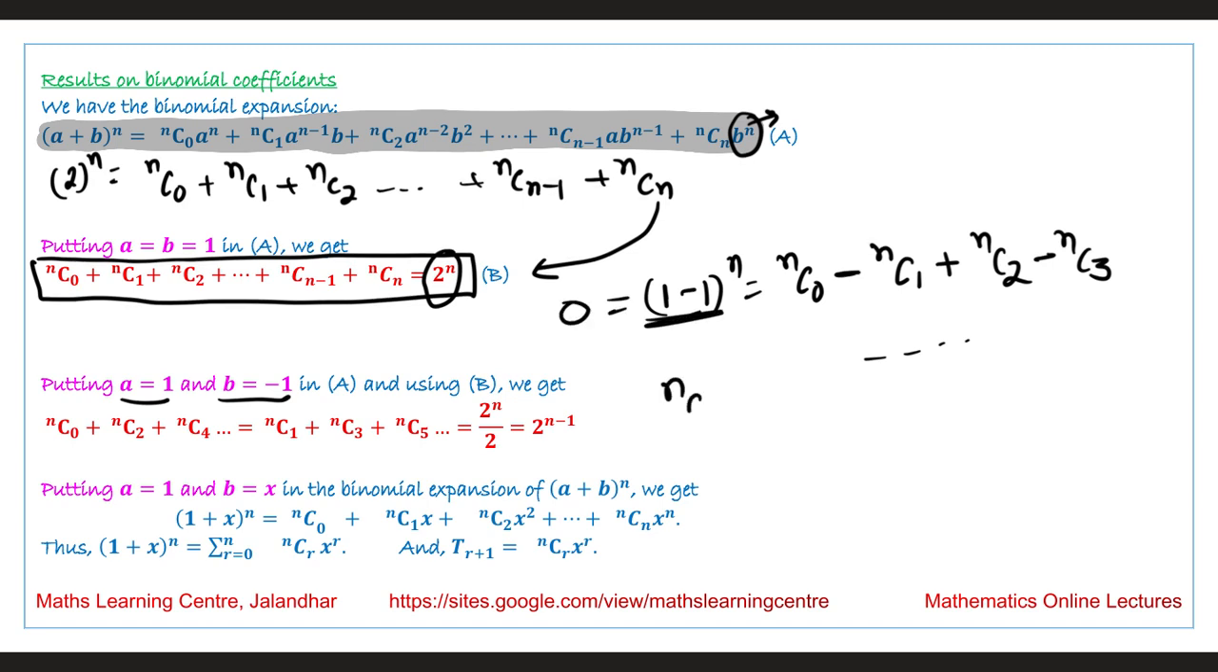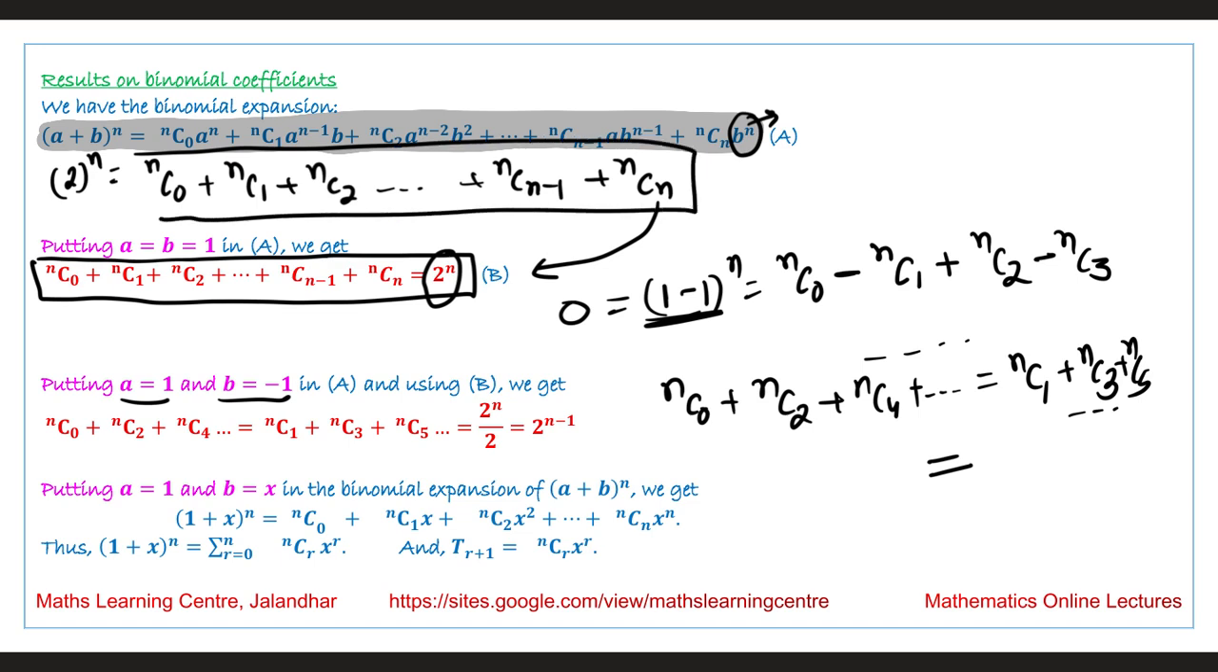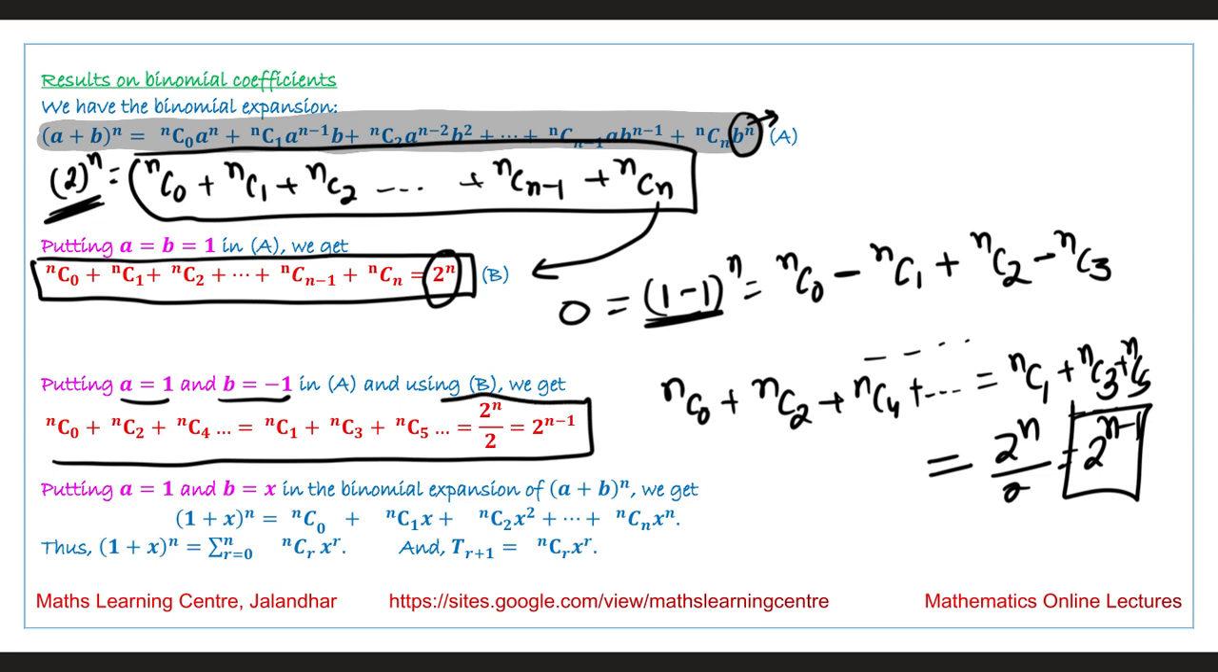So what we obtain is that nC0 plus nC2 plus nC4 and so on is equal to nC1 plus nC3 plus nC5 and so on. And we know that the sum of all these values is 2 raised to the power n. So half the values are on this side, the even ones, and half on the other side, the odd ones. So we get 2 raised to the power n by 2, that is equal to 2 raised to the power n minus 1. So the sum of these values is equal to 2 raised to the power n minus 1.